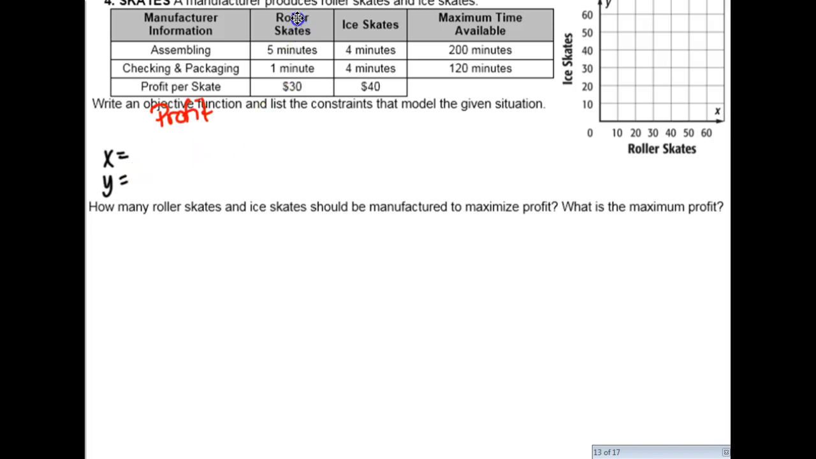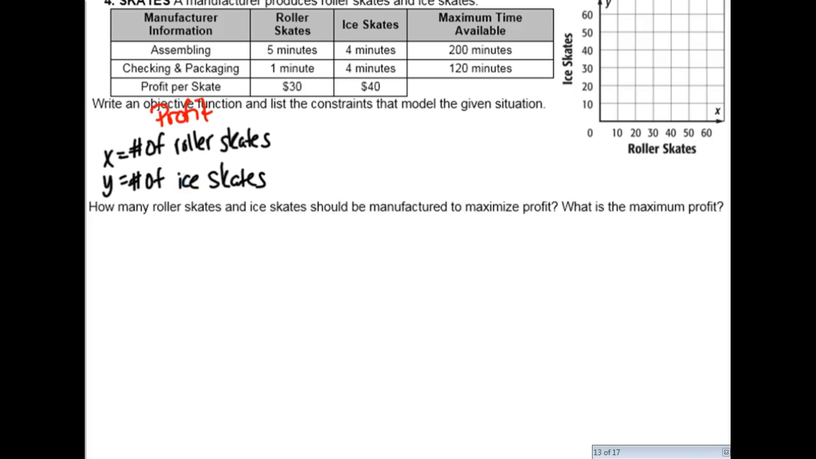What about roller skates? What do we not know? Number of, and I'm assuming these are pairs of roller skates, but we'll just say number of roller skates. I know what you mean. So then Y must represent the number of ice skates.